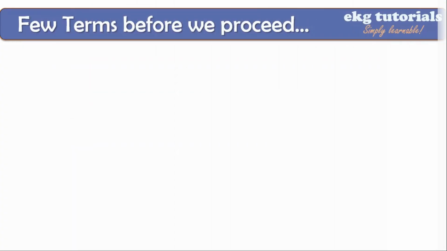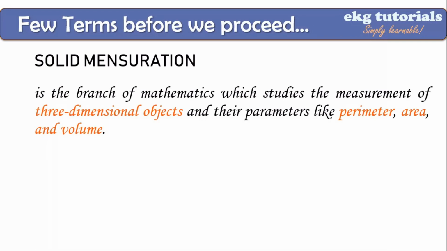Few terms before we proceed. So first is, what is solid mensuration? Solid mensuration is the branch of mathematics which studies the measurement of three-dimensional objects and their parameters like perimeter, area, and volume. So in the course of the topics that we will be discussing, hindi mawawala itong pagsosolve natin ng perimeter, area, pati itong most especially volume.